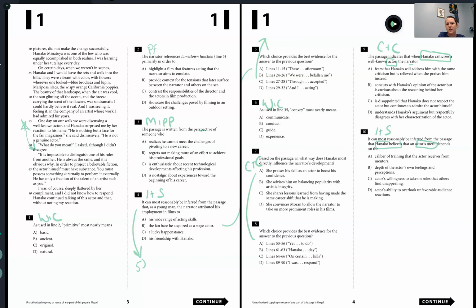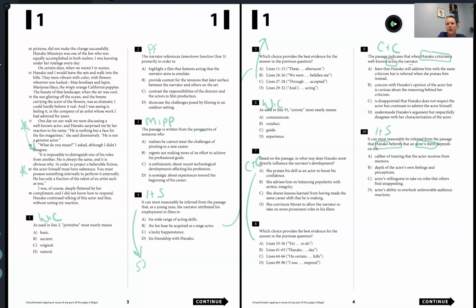"It's impossible to distinguish one of his roles from another. He is always the same, and it is obvious why. In order to project a believable fiction, the actor himself must have substance." Okay, so we know we're being asked about what determines an actor's merit, and this is telling us what makes a good actor, as an actor must have substance.